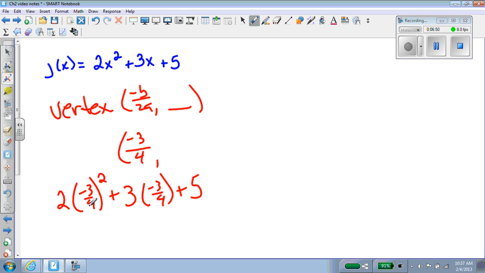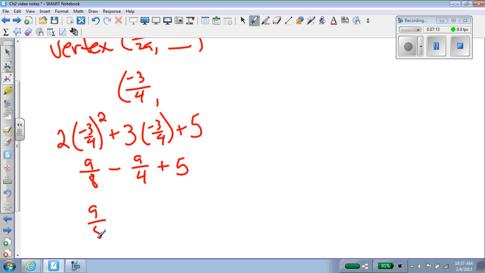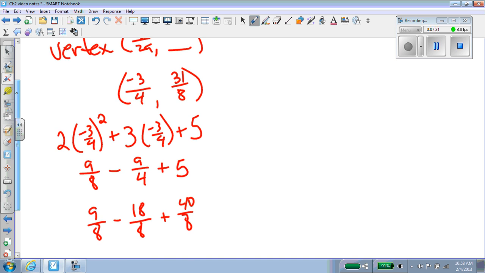This would be 9/16. So 9/8, right, if I multiply it by 2, 9/16. This would be minus 9/4 plus 5. Well, a little common denominator action here. 9/8 minus 18/8 plus 40/8. So negative 9 plus 40 would be 31/8. Again, I'm working quickly, so if my math is bad, forgive me.